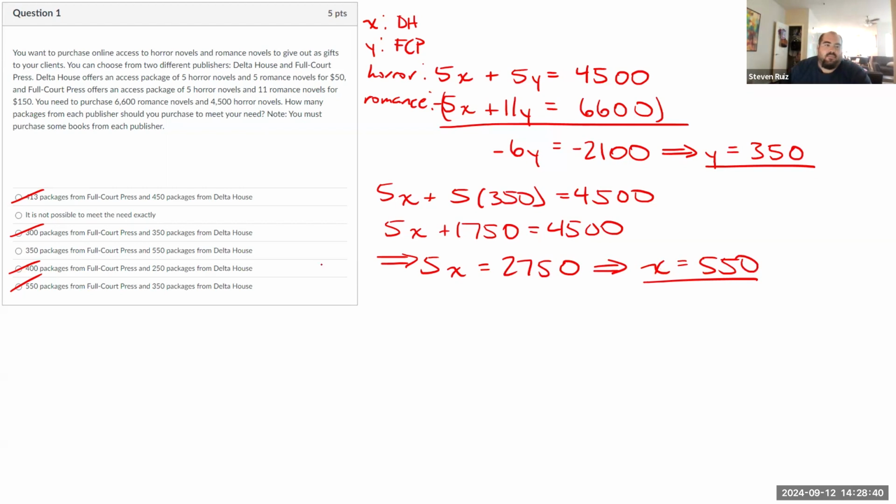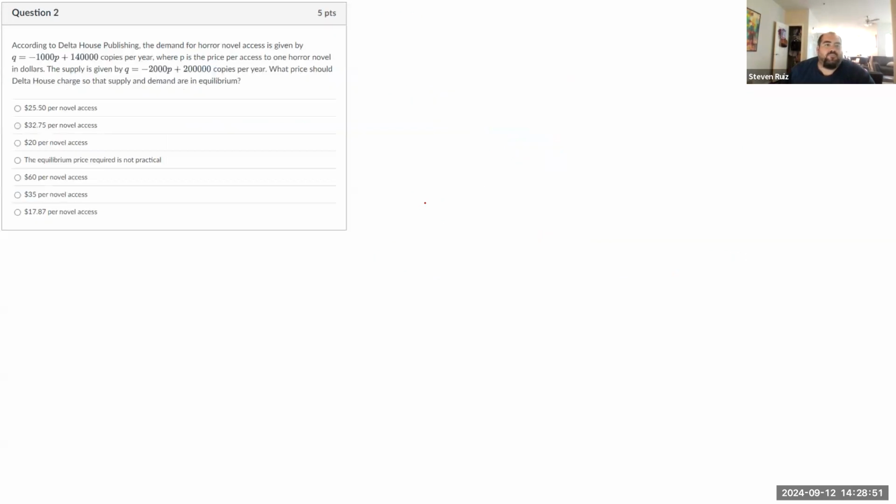So does that line up with our other choice? I believe it does. So I believe our correct answer is here: 350 packages from Full Court Press, 550 packages from Delta House. Moving on to question 2.